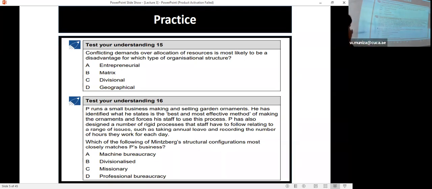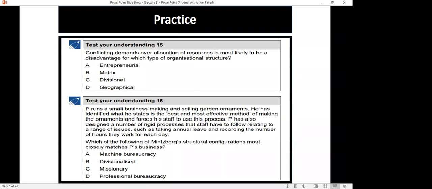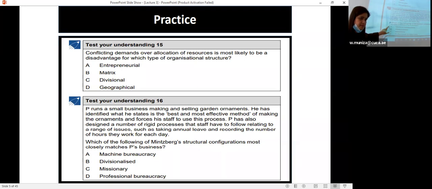So which kind of organization is it? Machine bureaucracy? What is machine bureaucracy? Technostructure is machine bureaucracy? Then what is professional bureaucracy, Saniha? Sorry? Operating core? What happens in machine bureaucracy? No, what happens in machine bureaucracy? Okay, I agree that this is related to the techno structure. What happens in machine bureaucracy then?